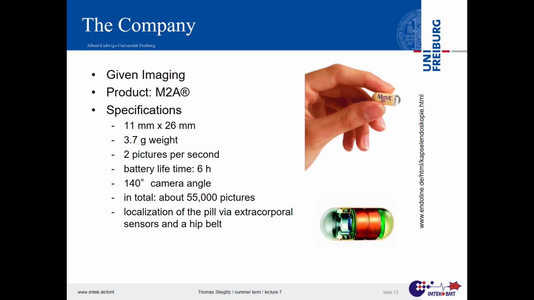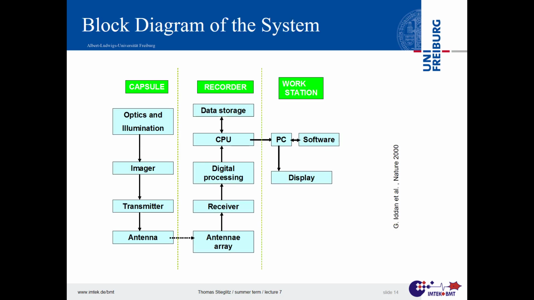And it took, for that generation, in total 55,000 pictures. That's a challenge. A surgeon does not like to go through 55,000 pictures. So you have to make a video out of that, or nowadays you'd say, well, I want to have some pre-processing, that you probably use artificial intelligence image pre-processing so that you can speed up those parts that are a bit boring and stop where you find something. And you need to localize where it is. That means 3 different building blocks. One is about the capsule: optics and illumination, an imager, transmitter and antenna.